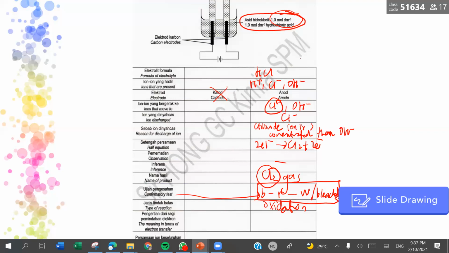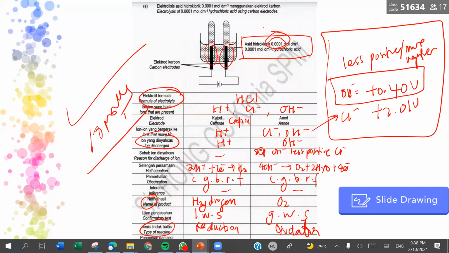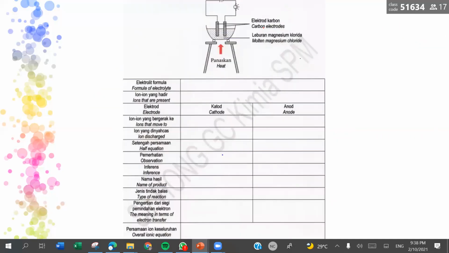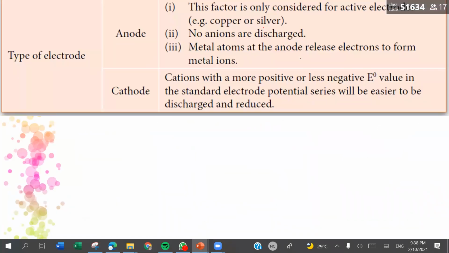How do you differentiate this one and the previous one? Here is more concentrated and the previous one is not concentrated. That's the one thing. Okay, my last factor is this factor, when I have type of electrode. What did I teach you just now? If I'm doing electrolysis, what are the electrodes that I need to use? I look at it, I know it's electrolysis. Why? What are the electrodes teacher needs to use? Carbon. Very good. In an electrolysis, I must use carbon.